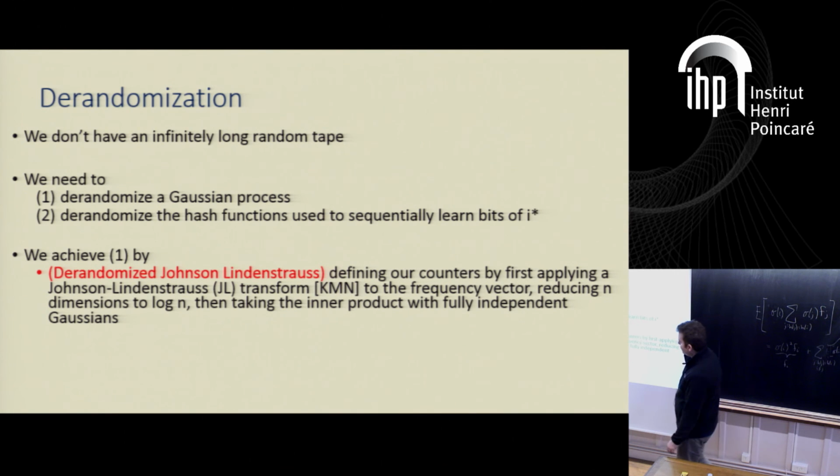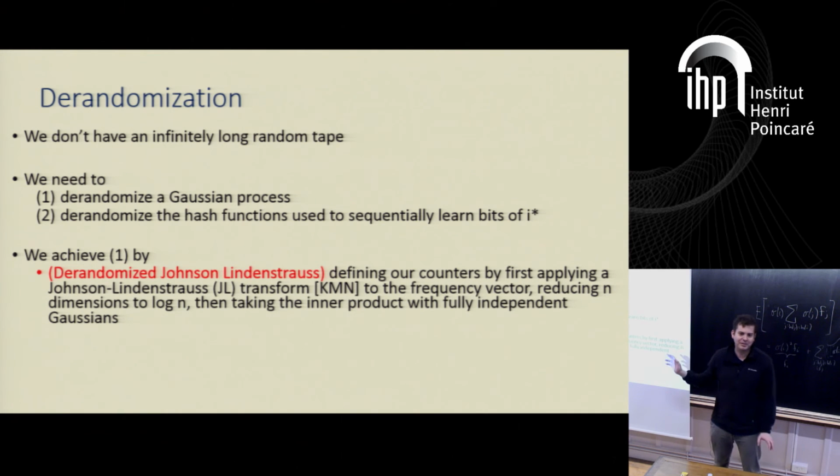Does everyone know Johnson-Lindenstrauss or no? Okay, so let me say what it is. If I have a big vector and I multiply it on the left by a random matrix which is very wide and fat, then I squash this vector down to something very small, and the Euclidean norm is preserved. So Johnson-Lindenstrauss says I can take a big vector, randomly project it to a small vector, and the Euclidean norm is preserved. This is a big random matrix to do this projection.